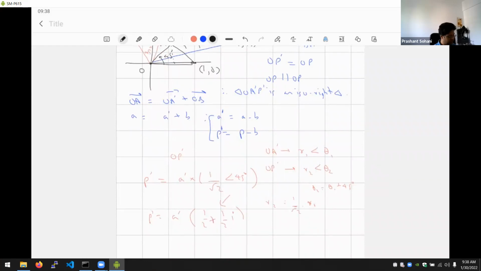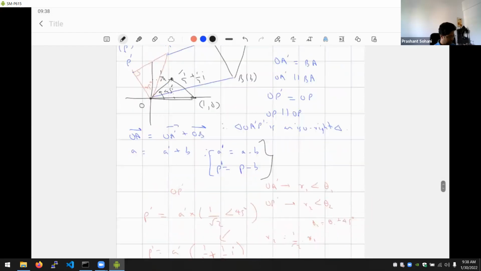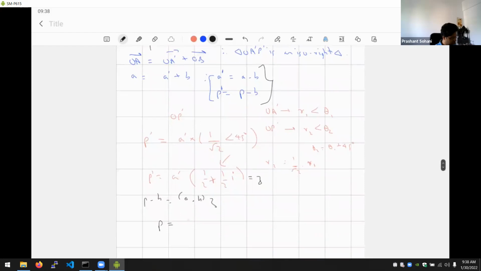So therefore P dash is A dash times half plus half i. Now instead of writing P dash and A dash, which was everything done for this translated version, I could do the same thing in the original triangle APB, because I know the substitution of A dash and P dash. If I substitute these back, I get P minus B is equal to A minus B times Z. I don't want to write this half plus half i every time, so I'm just calling it Z. Or if I take this to one side, I get P is equal to B plus A minus B times Z. Finally.